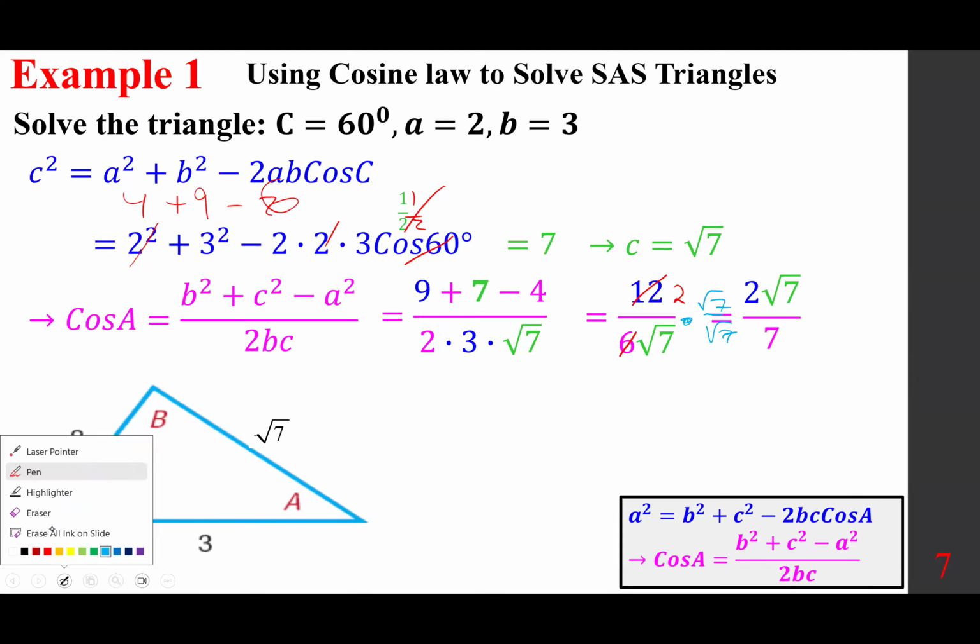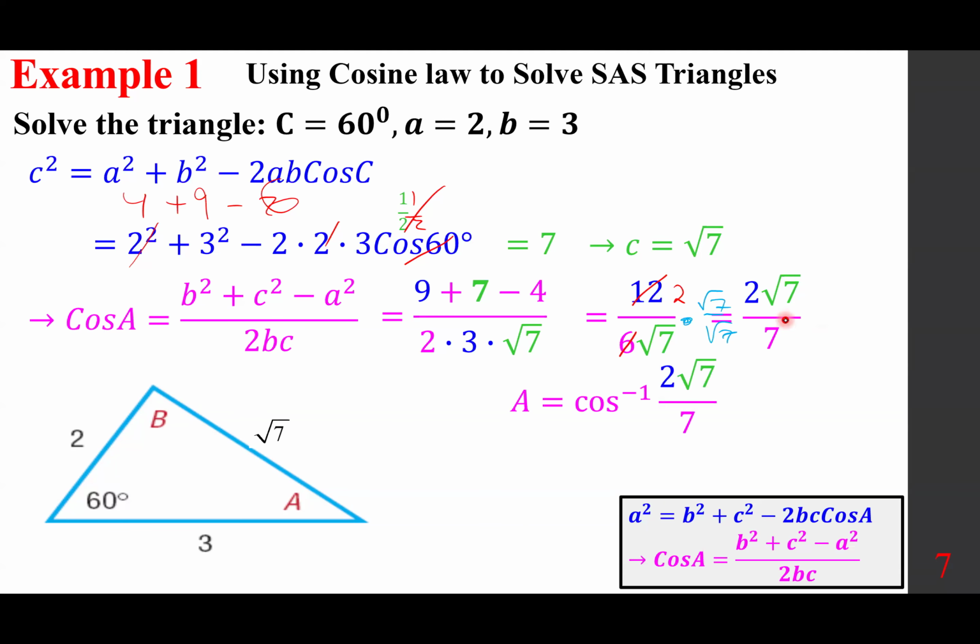So if cosine A is 2 square root of 7 over 7, which is not a common angle or arc, we have to use a calculator. A must be cosine inverse of this number. Putting it into a calculator, you get 40.9 degrees. So if this is 40.9 degrees, added with 60, 100.9, subtracted from 180 to get B. So B is 180 minus the sum of these two, or minus 60 minus 40.9, and that becomes 79.1 degrees. Very straightforward, everybody.